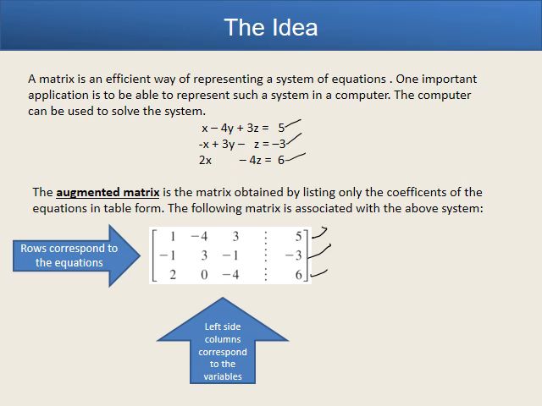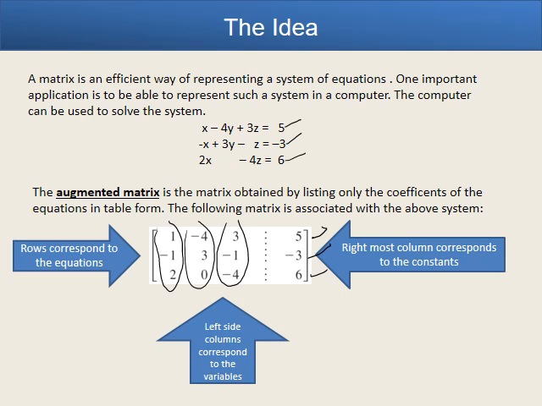The left side columns correspond to the variables. So the first column is associated with the x, second column with y, third column with z. The rightmost column corresponds to the constants, as you can see here.